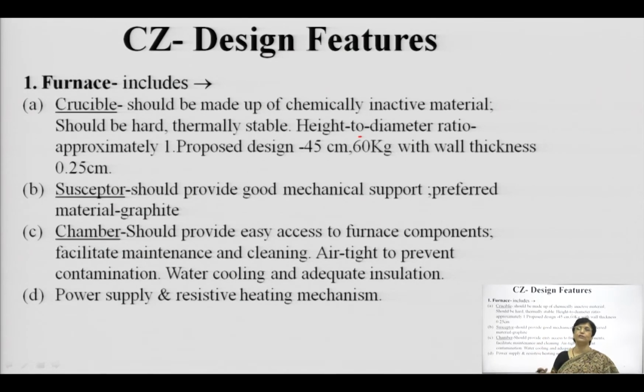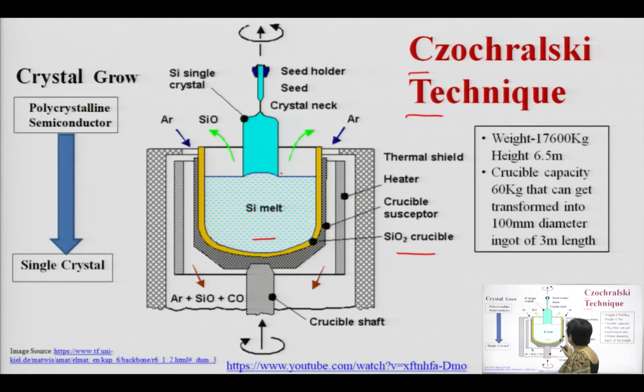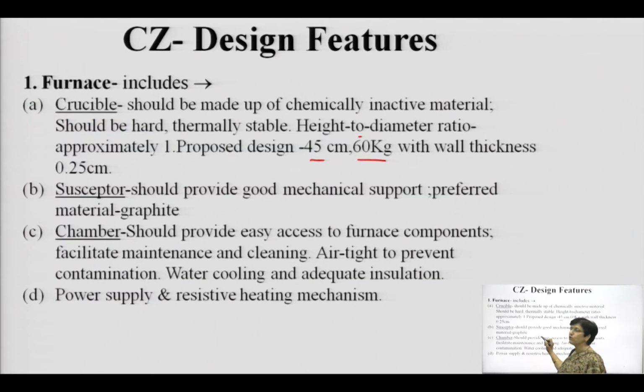There are a lot of calculations going into the dimension design, and the proposed design which is largely used contains approximately 60 kg of molten silicon, and the height is 45 centimeter, and the wall thickness is around 0.25 centimeter. Now, this was about the furnace, and this is the susceptor which is holding the silicon. The susceptor also should provide a stable support to the crucible which is holding 60 kg of molten silicon on top of it.